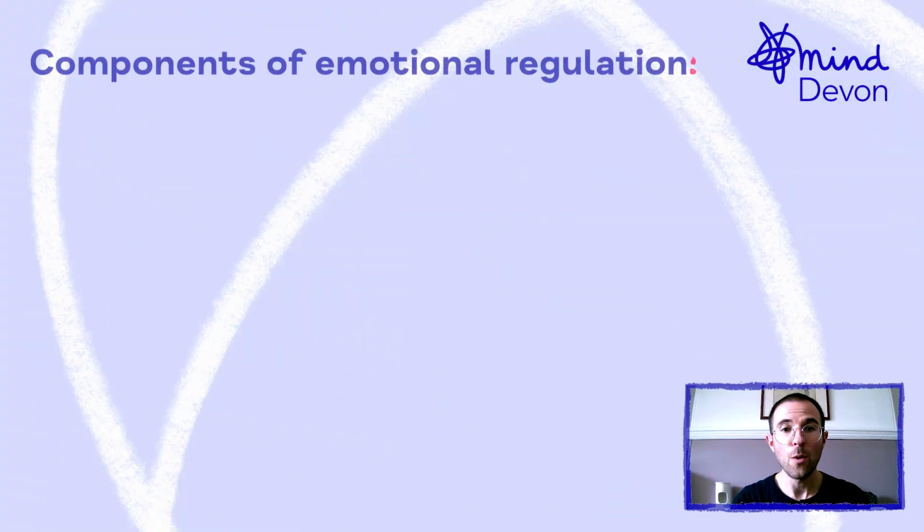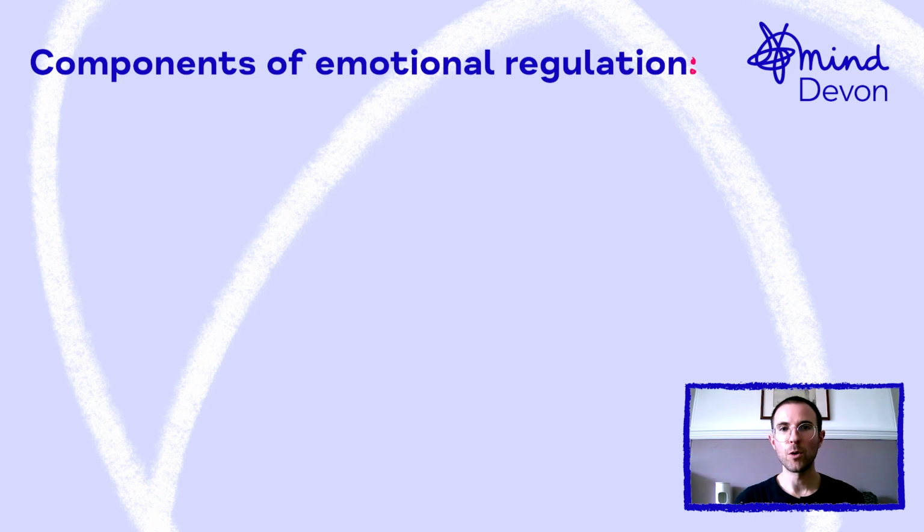There are several components to emotional regulation, and whilst the importance of specific components can vary depending on individual circumstances and the context in which emotions need to be regulated, there are some that are generally considered to be key for effective emotional regulation. For our purposes today, I will outline 4 of these components.